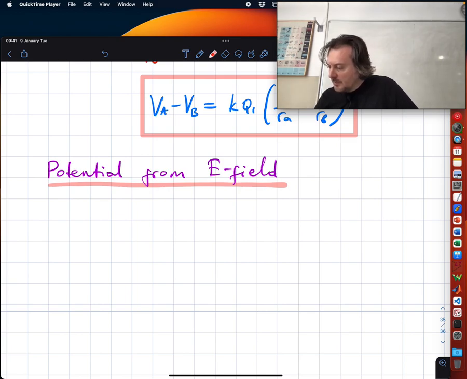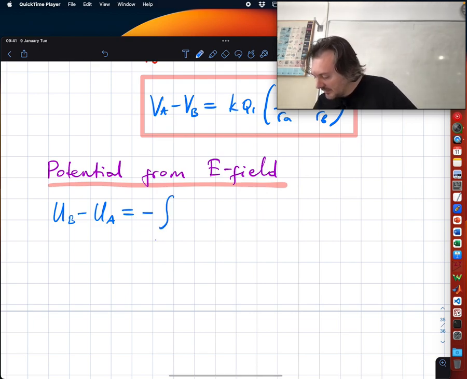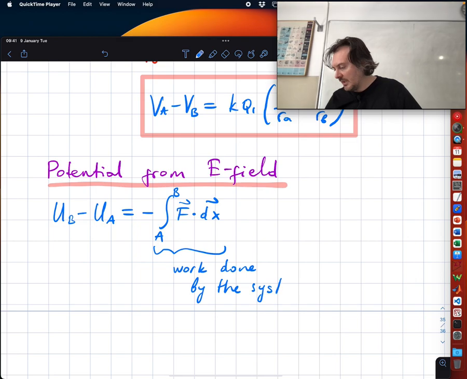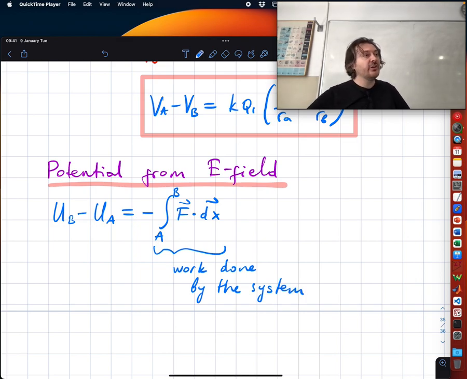So let's remember the change in the potential energy. Change in the potential energy was the negative of the work done by the system. Do you agree with this? This is the work done by the system. If you take the negative of that, it gives you the change in the potential energy. Do you understand this? Yes?